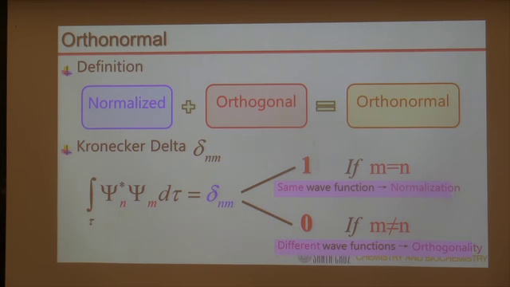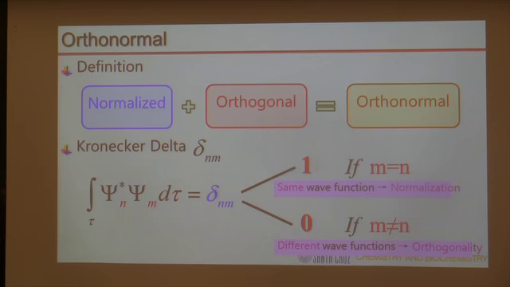So if I give you two wave functions and ask you to prove orthonormal, how many integrals do you need to evaluate? Two? Just two? What are the two?